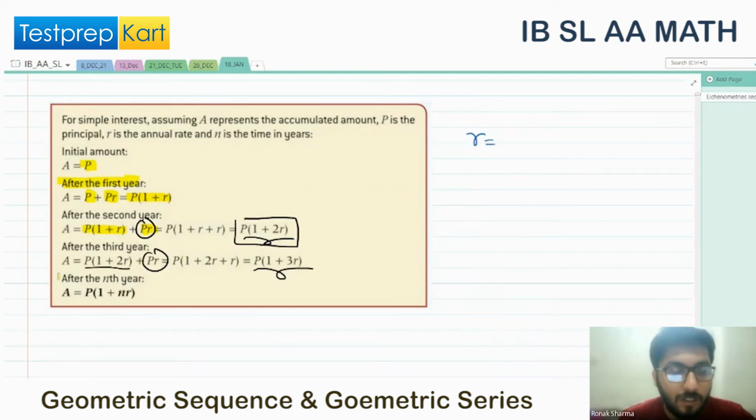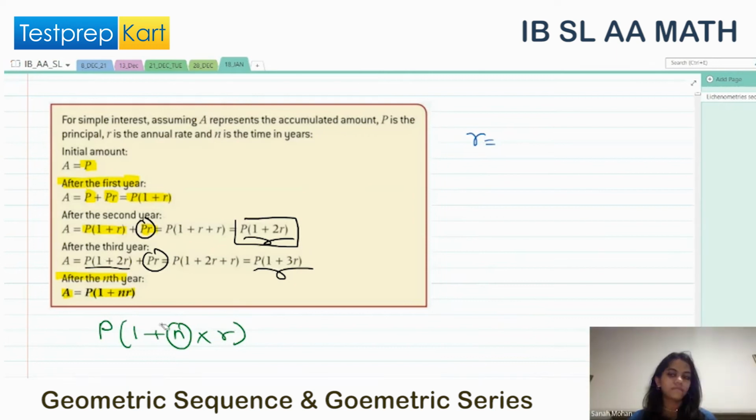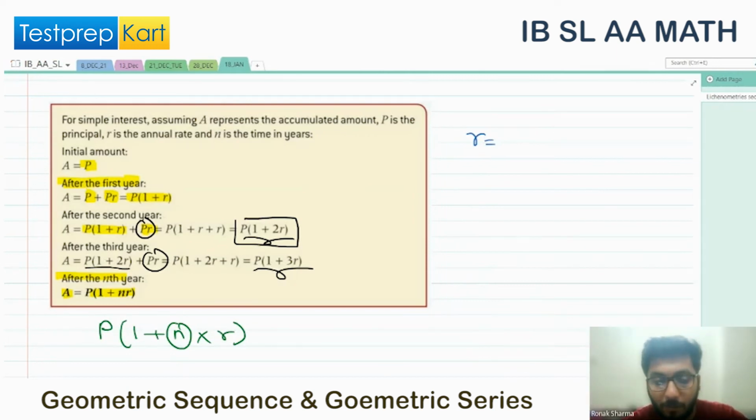So basically you should learn this formula: after nth year, we're going to have this amount in our bank. That is the original amount that we put in the beginning, and then 1 plus how many years into percent, whatever the rate is there. Note it down. And I'll give you the one for the compound interest.